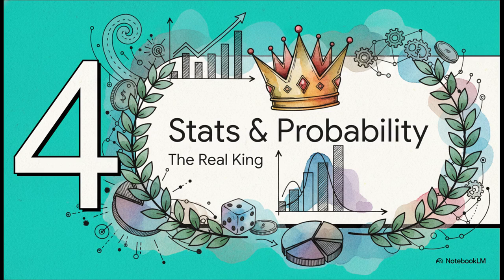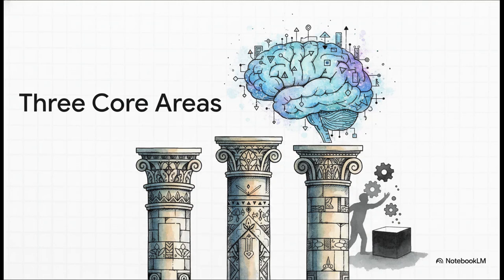Which brings us to pillar number 3, statistics and probability, the real king. All right, let me shift my tone for a second, because I cannot stress this enough. This is where real business value is won or lost. If you have limited time, spend 80% of your math study time right here. You absolutely must deeply understand 3 core areas to separate yourself from someone who just mindlessly plugs numbers into an API. Those are descriptive statistics, hypothesis testing, and conditional probability.